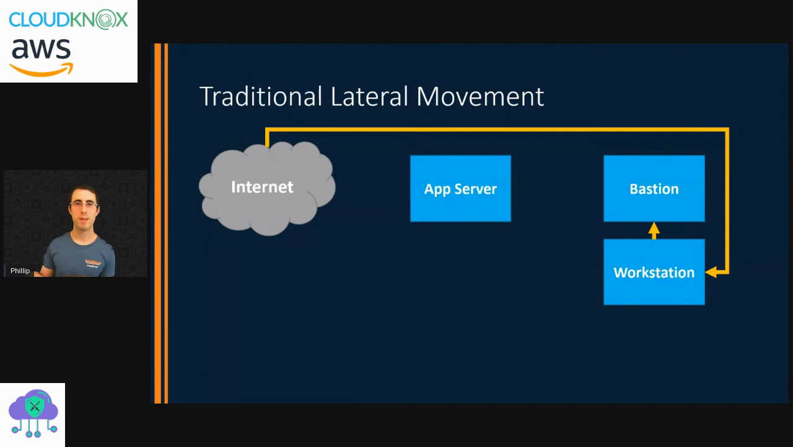I'm about to play an animation, and there are going to be several connections shown on the screen by arrows. Try and find the one that looks a little bit different than all the rest. This is going to be our malicious lateral movement.